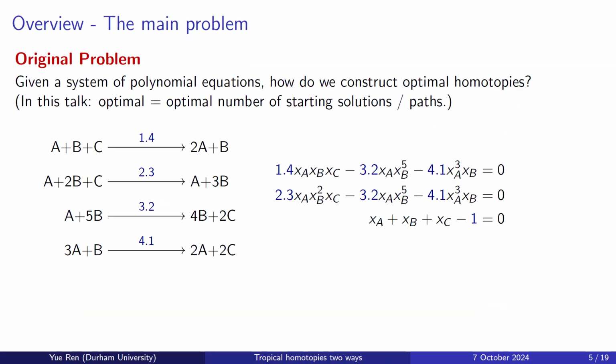So if I have a system of polynomial equations, how do we actually construct optimal homotopies for them? And in this talk, and only in this talk, optimal means basically I have the optimal number of starting solutions and this path that I'm tracking. I don't want to do too much work, essentially. There is a whole slew of numerical problems that can arise if your paths are stupid. I will just, in German we say we put it under the carpet. I don't know what the English word is, but yeah.